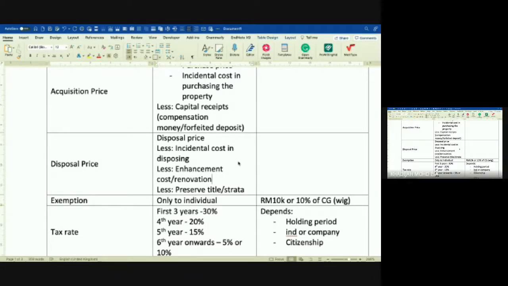It depends, based on the contract between the buyer and the seller, right? If they say that the deposit is refundable, then it will not be part of your receipts. So you don't have to minus your deposit there, because the deposit is refundable. So if the loan is not approved by the bank, then you will have to refund the booking fees. But if the contract says that the deposit is non-refundable, then whatever deposit received will be your capital receipts.